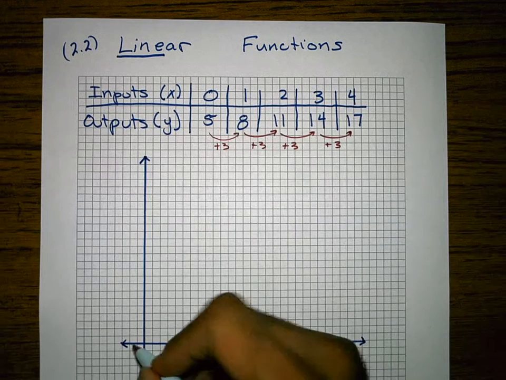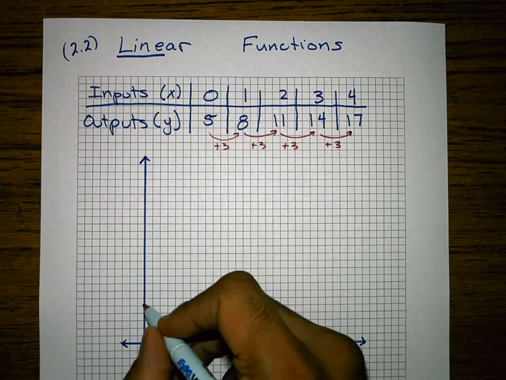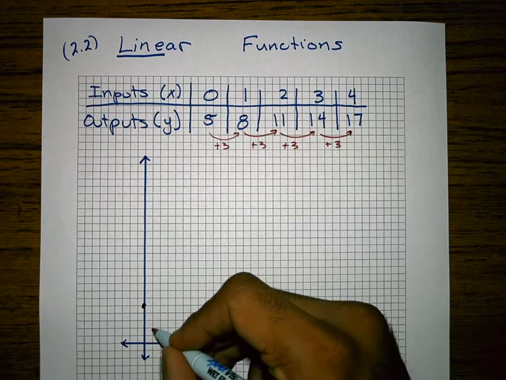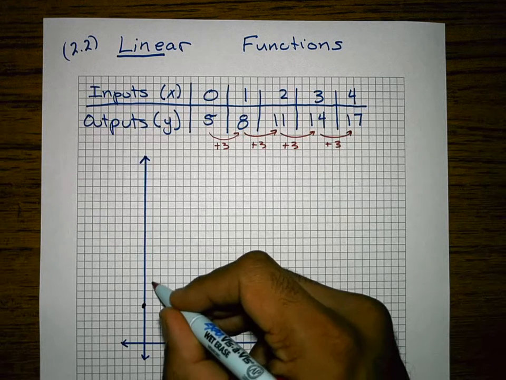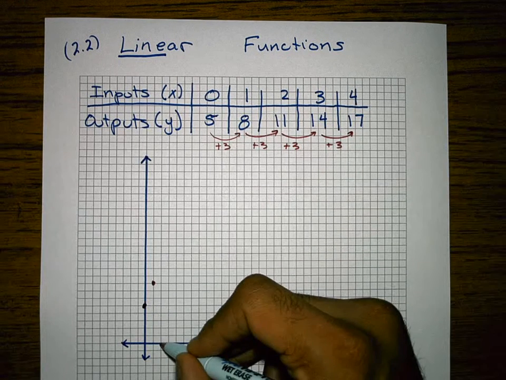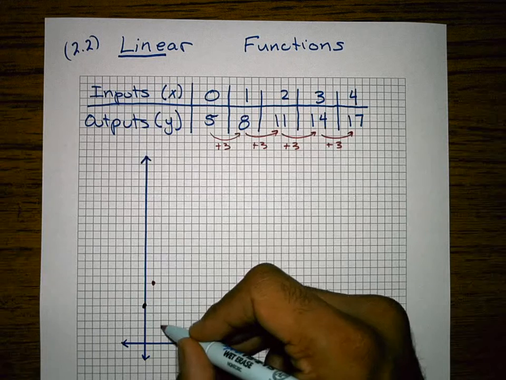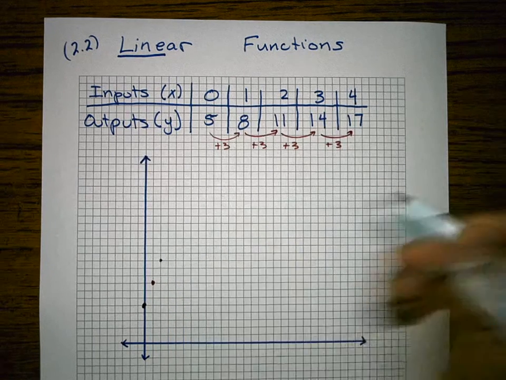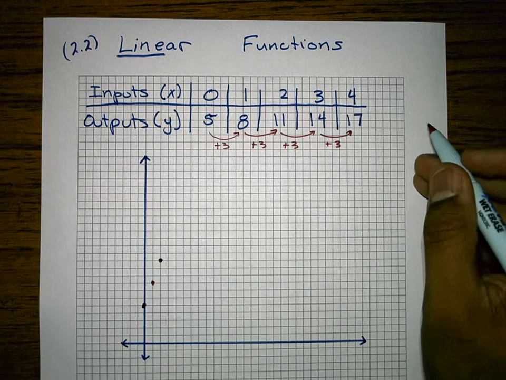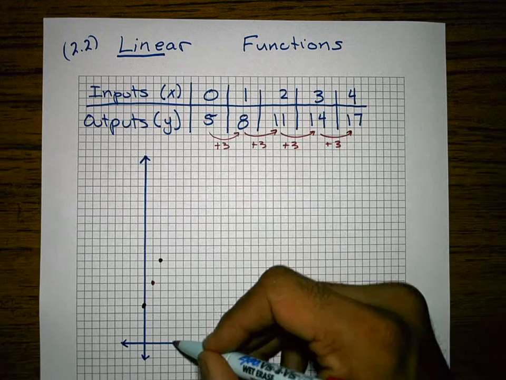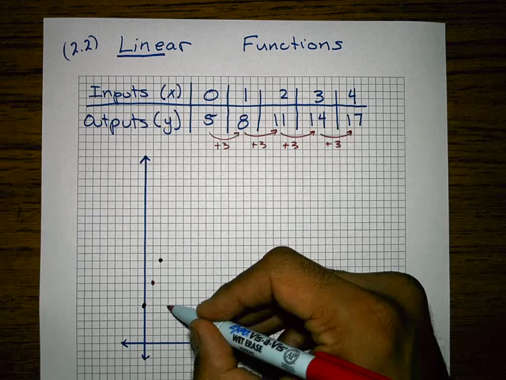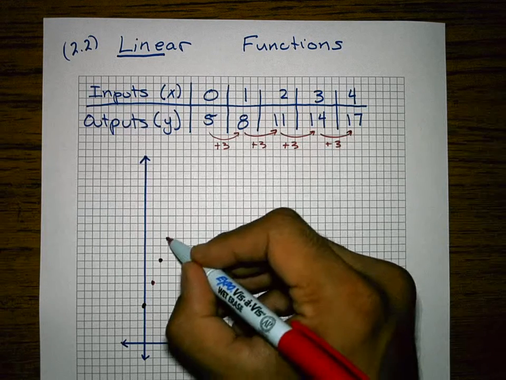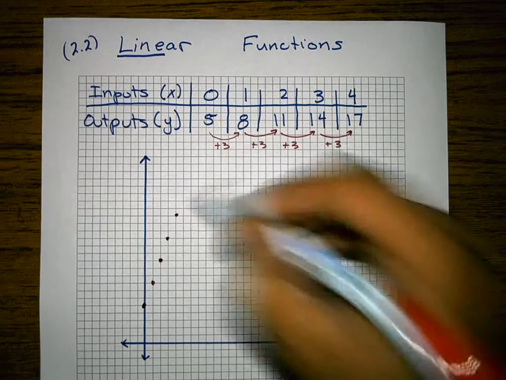I'm going to graph the point (0, 5), then (1, 8), then (2, 11), and (3, 14). You can see that if I continue this up, it'll look like that.